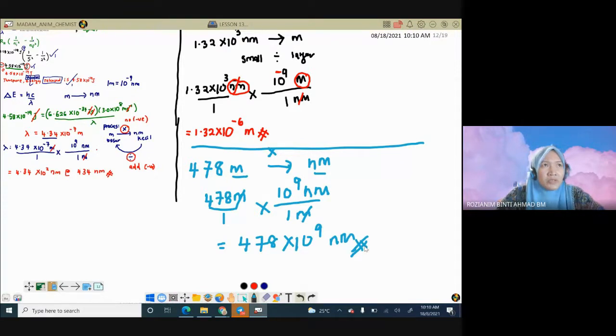It is the same if the question asks for deci, centi, pico and so on. You must remember what power of 10 pico is and what power of 10 centi is. Get it? This is only conversion units. Okay, any question you want to ask?